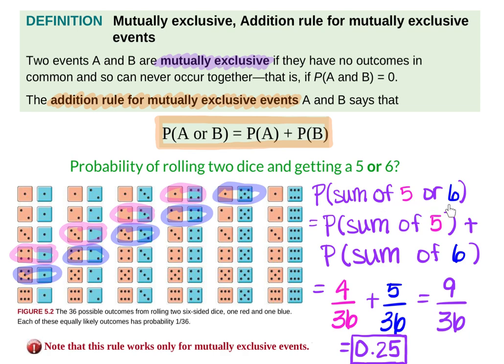So the probability of getting a 5 or a 6 means that you can break it down into the probability of getting a sum of 5 plus the probability of getting a sum of 6. So the last slide told us that there are 4 out of 36 rolls that give you a sum of 5. There are 5 rolls that give you a sum of 6. 4 plus 5 is 9. So a quarter of the time, you are going to get a sum of 5 or 6 when you roll 2 dice together. Now, note that this rule only works for mutually exclusive events. We'll figure out another rule for things that are not mutually exclusive.